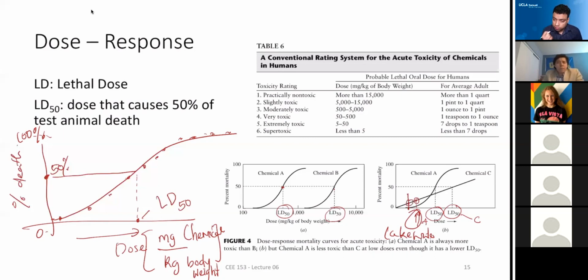It means that at that concentration, at least 10% will die. But when you think of chemical A, maybe nothing will die. Nobody will die. So you have to see the entire curve for those kinds of cases. But if you are given only LD50, you have to make the assessment based on that.